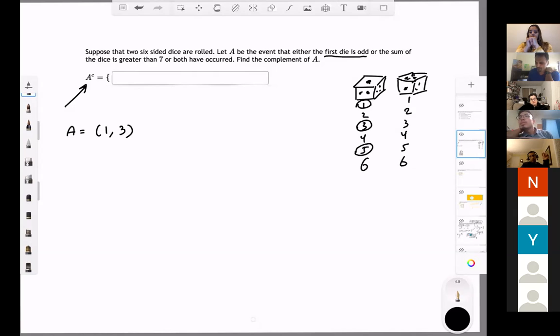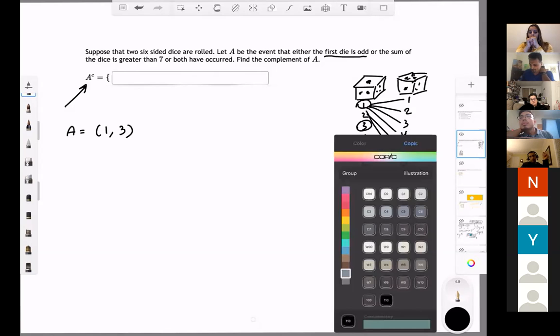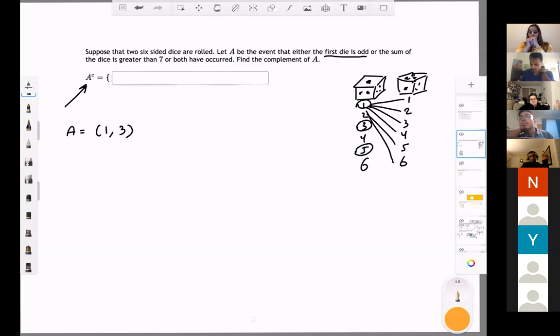So if it's 1, we're going to have 1, 1, 1, 2, 1, 3, 1, 4, 1, 5, 1, 6. All of them are going to be accepted, correct? Because the first one is odd. Or we're going to have 3, 1, 3, 2, 3, 3, 3, 4, 3, 5, 3, 6, also okay because the first one is odd. Also, we can have 5, 1, 5, 2, 5, 3, 5, 4, 5, 5, 5, 6. That's acceptable as well.